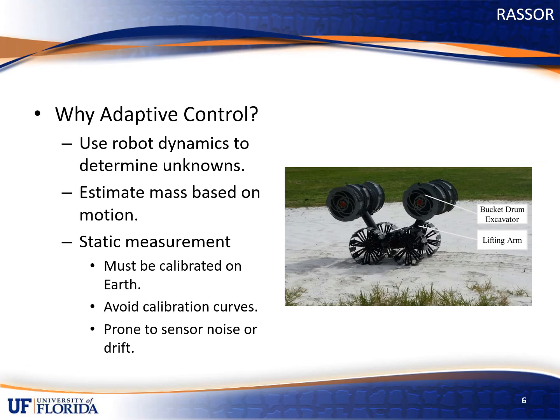You may wonder why we're using adaptive control techniques as opposed to simply static measurements in which we lift up the arm and take the weight of the bucket drum excavator with and without regolith. Well, that's because that technique relies on calibration curves that were set pre-launch on our mobile robot, so it doesn't deal with the uncertain environments that we may face on different celestial bodies. There's multiple points of failure.